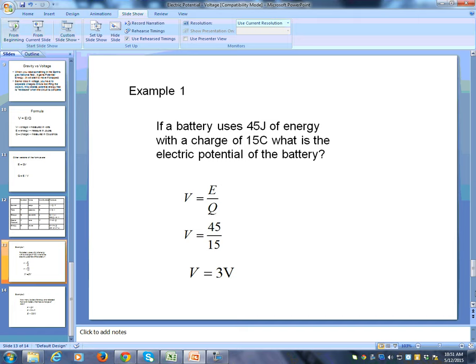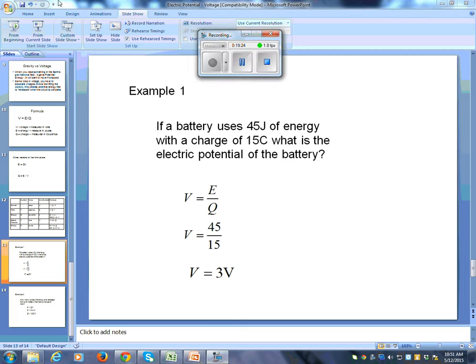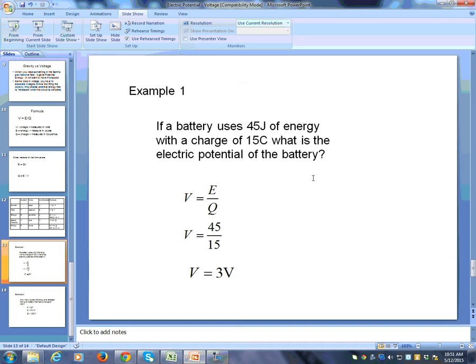Remember, I don't have it up here, but you guys have it. Remember the rules for solving are there. Let's have a look at example number 1. You have it written down there, right? Excellent. Okay, so the battery uses 45 joules of energy with a charge of 15 coulombs. What is the electric potential?